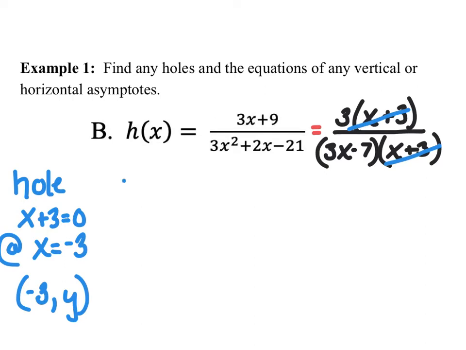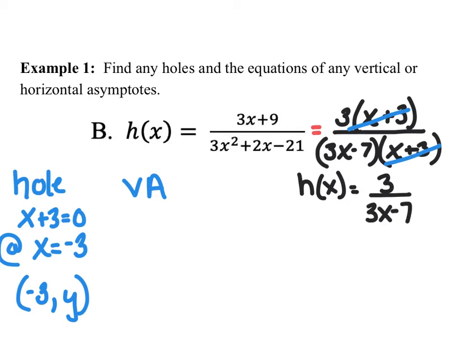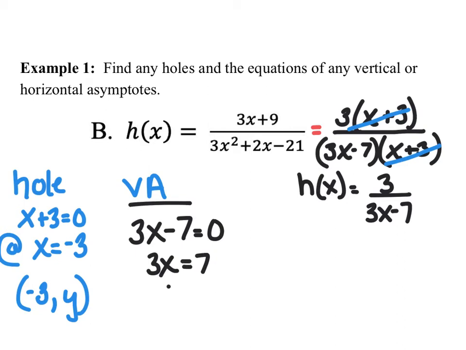Now, as far as vertical asymptotes, they come from the denominator of my simplified h of x, which would be 3 over 3x minus 7. And my vertical asymptote would be anything that breaks my domain. So 3x minus 7 equals 0. If I take that denominator, add 7, divide by 3, I have a vertical asymptote at x equals 7/3. So that's where I have infinite discontinuity.